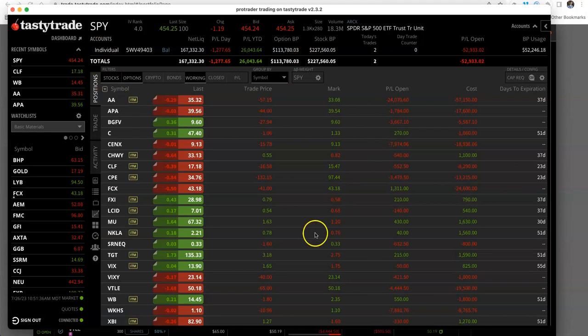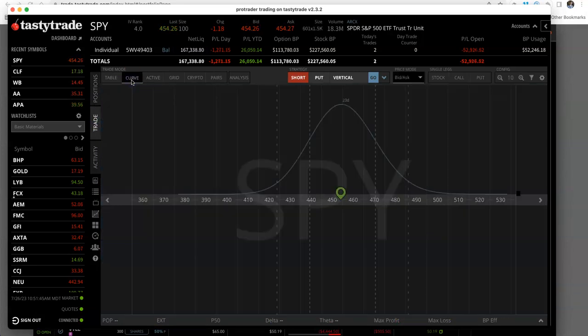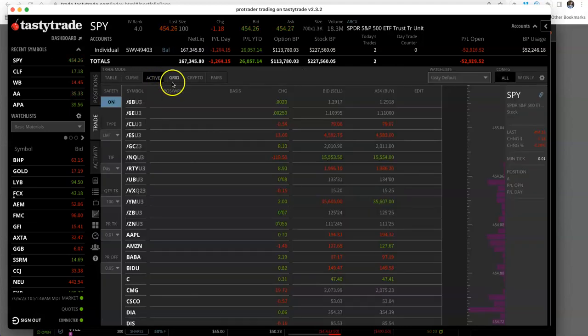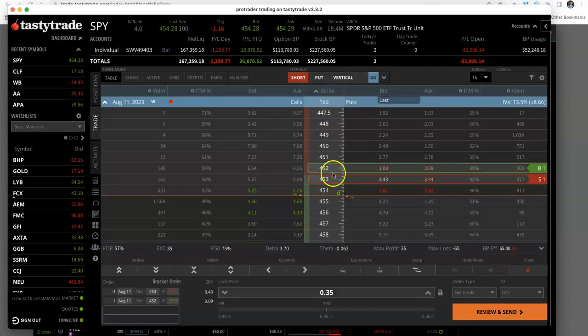So here's all your stuff, right? Positions. Here's how you get to the trade window. Same kind of stuff, right? We've got the curve. You can do that, or some of these other things. But table is as similar to what we're doing as possible. Little different. You got to kind of pick what you're doing over here: long, short, puts, calls, that kind of stuff. You can pick strategies and so on. The order window is pretty similar, so I think everyone should have an okay time with that.